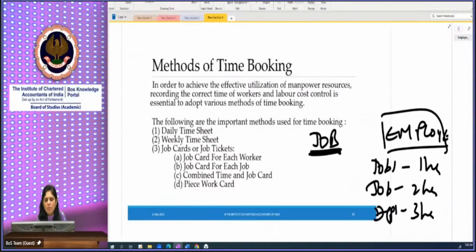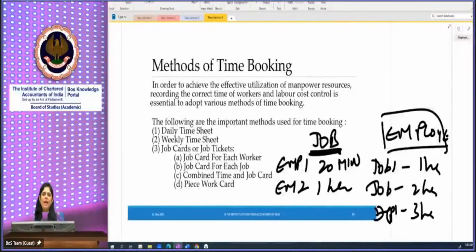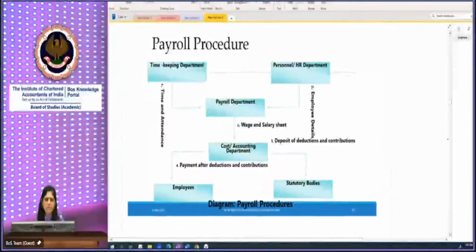But when we are making it job wise, employee 1 has worked for 20 minutes on this job. Employee 2 has worked for 1 hour on this job. So time booking can be job wise also and employee wise also. For job wise, we make a job card, and for employee wise, we make an employee card. Time booking can be done in whichever way is the requirement of that company. Generally they make both job card and employee card. So this is time booking. So this is the whole payroll procedure. Just have a look at the payroll procedure.